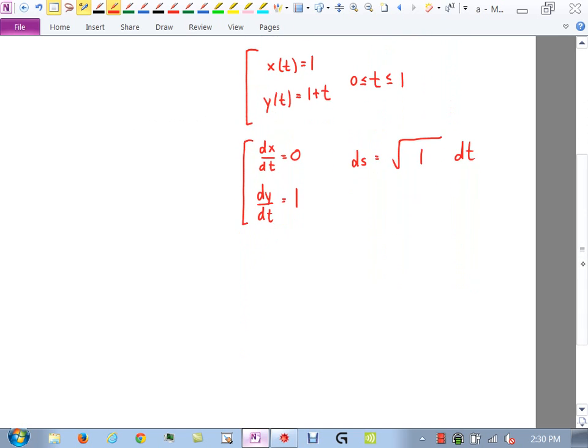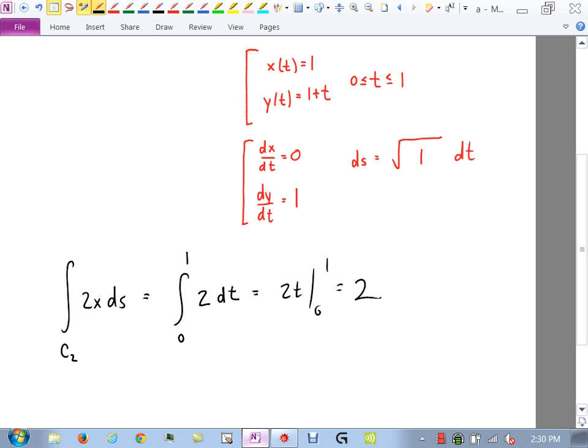Interesting. All right, now let's rewrite this. Integral over C2 of 2x ds equals integral from 0 to 1. It will not always be 0 to 1, right? I mean, it was 0 to pi in the first one we did, so don't get used to always plugging that in. And then 2 times what, x is just 1, so 2, right? And then ds, which is just dt, 1 dt. And the antiderivative of 2 is 2t, and you evaluate from 0 to 1, so you just get 2. So take that answer, add it to the answer before, and you're done.